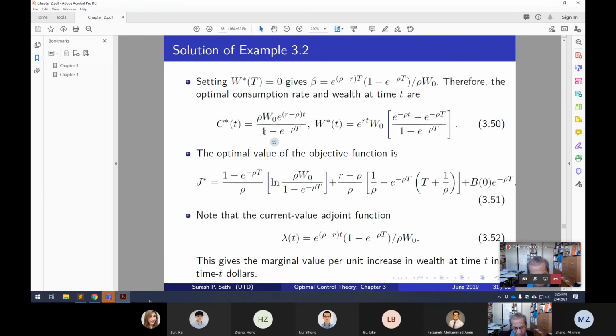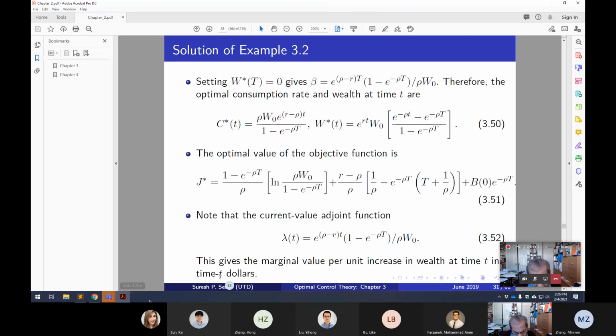So I consume at this rate. I get the wealth at time t. My objective function is given by this. I add B0 at the end because I need a B0 to end there. And my lambda t is given by this. This is the current value adjoint function. If I want the present value, I multiply this by e to the rho t. And that will give me the present value adjoint function, as in chapter 2 and early chapter 3.